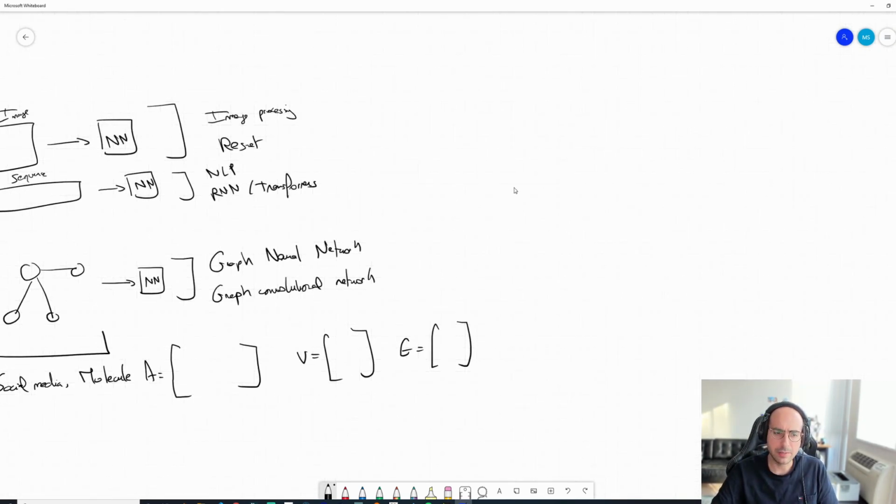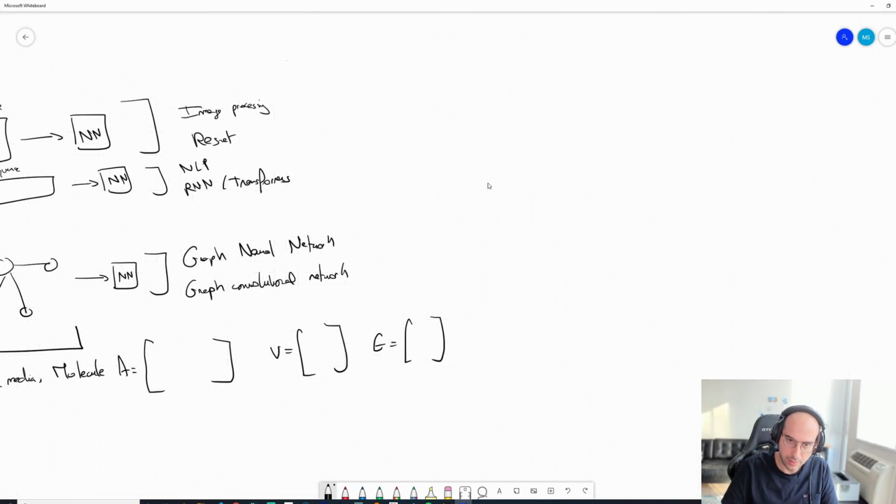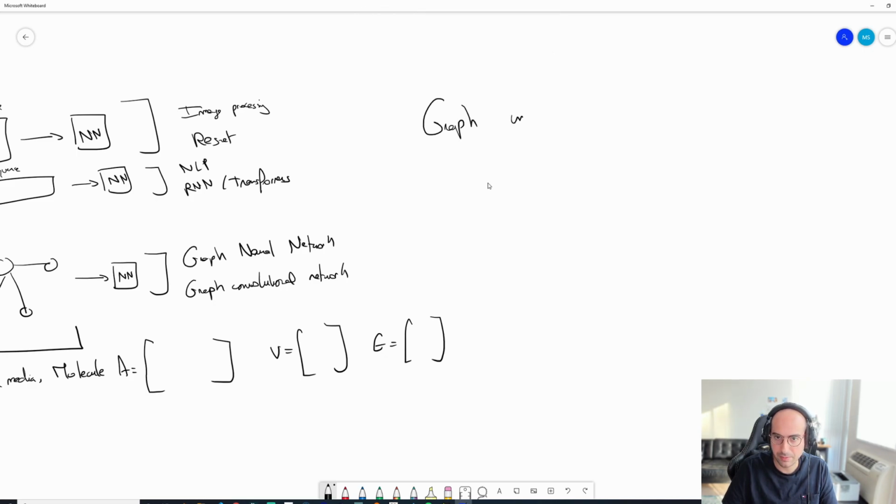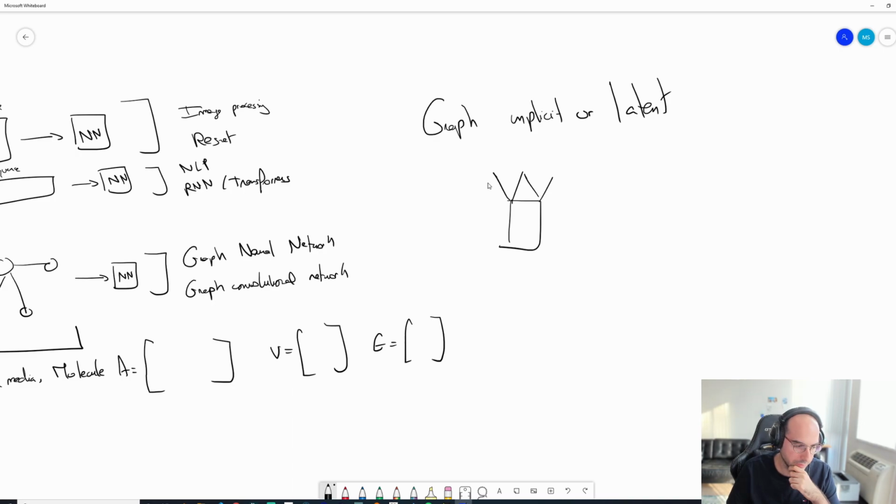So what we're looking at right now is a bit different. Let's assume the graph is implicit or latent. The difference here is, let's take a scenario like point clouds. You have a self-driving car, and it has some lidar sensors at the front, and this is sort of detecting a human. So what's the lidar sensor going to see? Well, it's going to see some sort of point cloud, let's say that looks like this, for example.